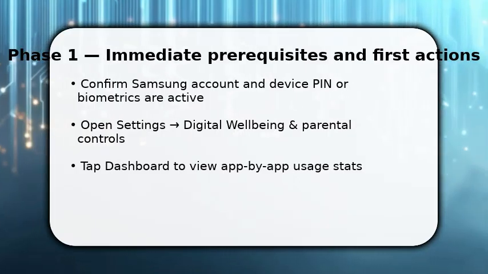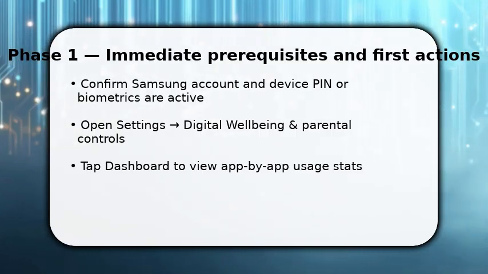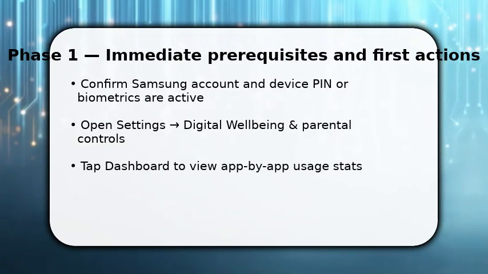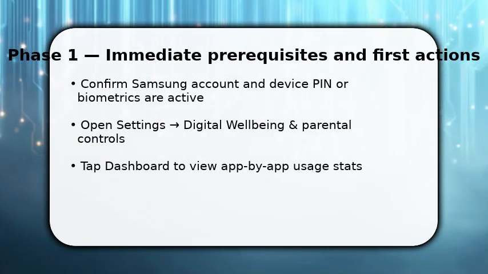You begin by confirming your Samsung account and unlocking the device with PIN or biometrics. This ensures settings persist. Next, open Settings and go straight to Digital Wellbeing and Parental Controls.